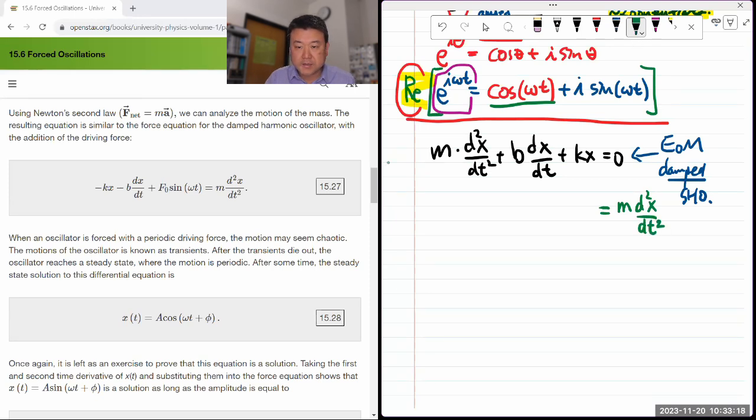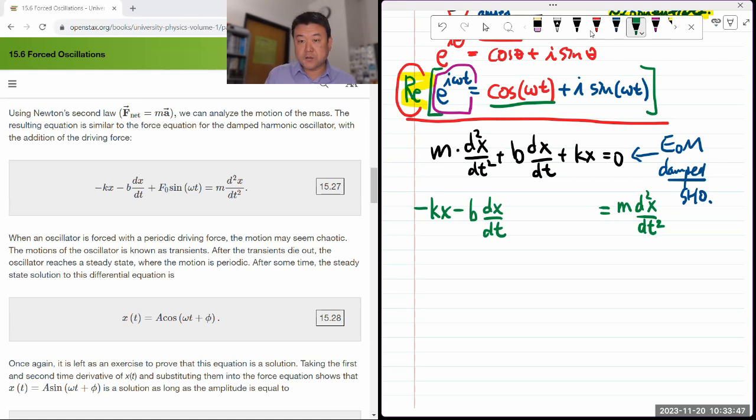That remains on the side that they started with. And the other two terms get moved to the other side. And in doing that, they gain a minus sign. So let me move this first. That's minus kx. And then move this. That's minus b times the first order derivative. So that's the damped simple harmonic oscillator. And you've seen the outcomes of that. You give an oscillator a kick, and the oscillation dies down over time.